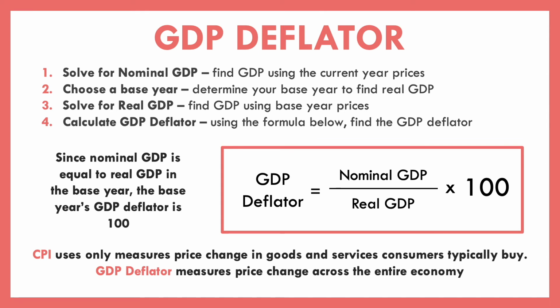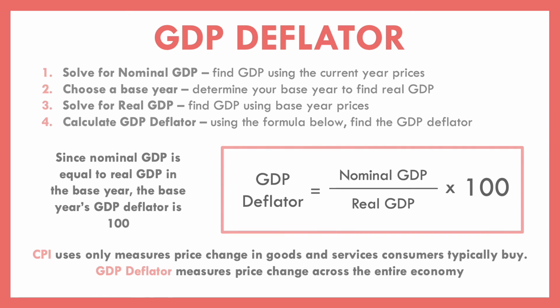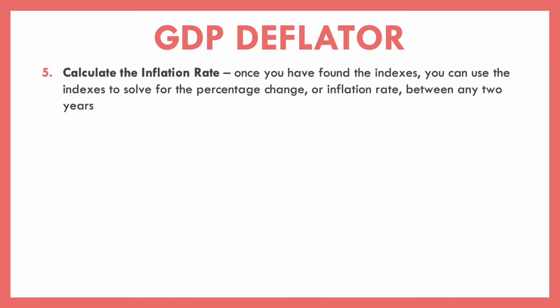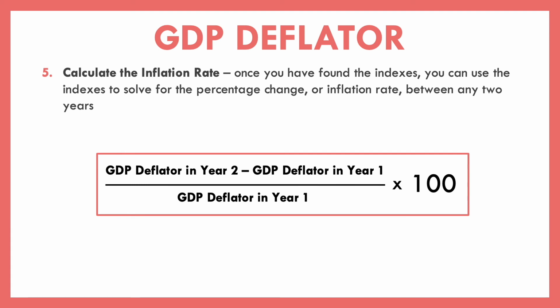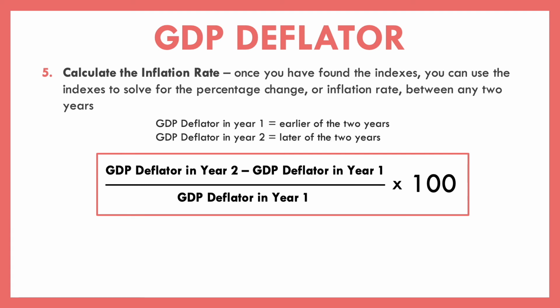Now, once we have our GDP deflator, again, it's just an index, it's just a number, not a percentage, not a dollar amount. What do we do with those? Well, we then calculate the inflation rate using the same percent change formula that we used with CPI. So what we do is we take our GDP deflator in year 2, and remember, year 2 is our later of the 2 years. We subtract the GDP deflator in year 1, the earlier of the 2 years we're trying to compare, and then we divide it by the GDP deflator in our year 1 multiplied by 100. And that'll give us a percentage that tells us the percent change in prices or the inflation rate.